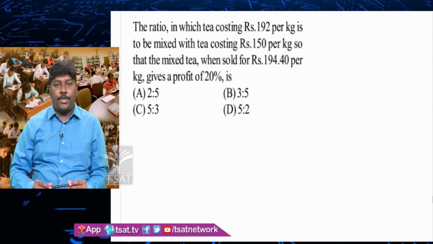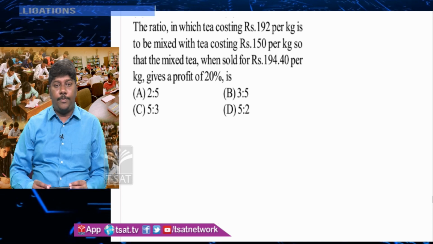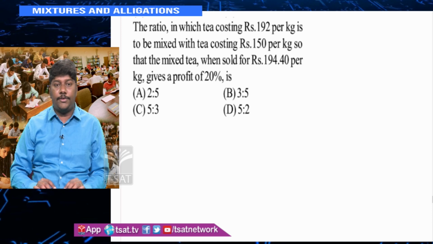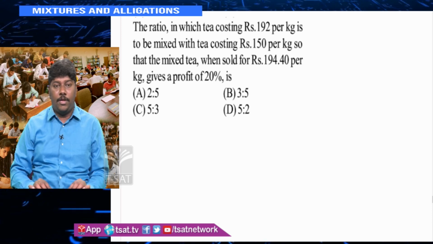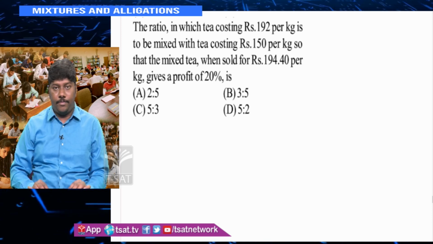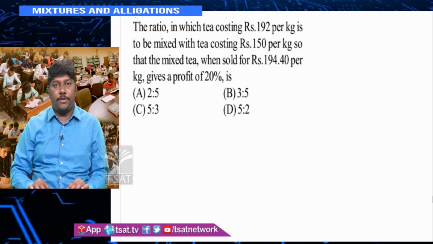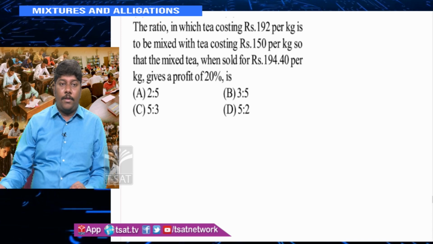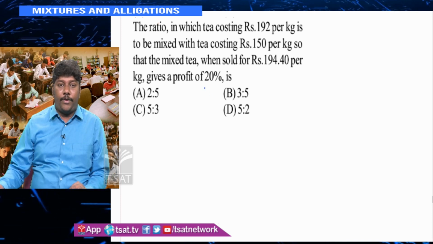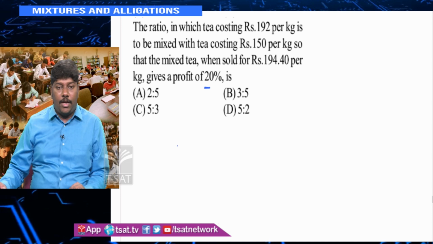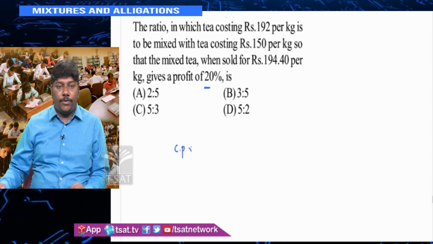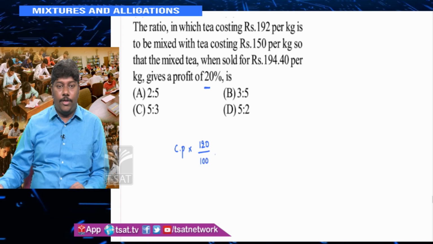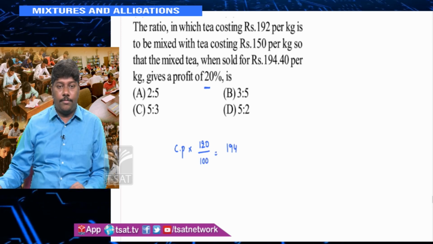The ratio in which tea costing 192 rupees per kg is to be mixed with tea costing 150 per kg, so that the mixed tea when sold for 194.40 gives a profit of 20%. It gives a profit of 20%, so it is actually a question of profit and loss, but related to mixtures. Here, if you sell them, you get 20%. First, find out the cost price of the mixture. Cost price of the mixture into 20% increase means 120 by 100 must be equal to 194.4.